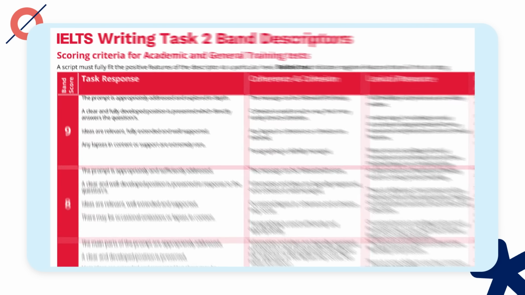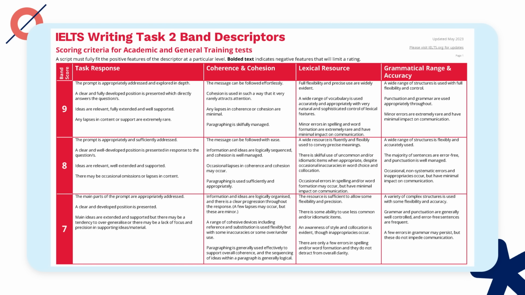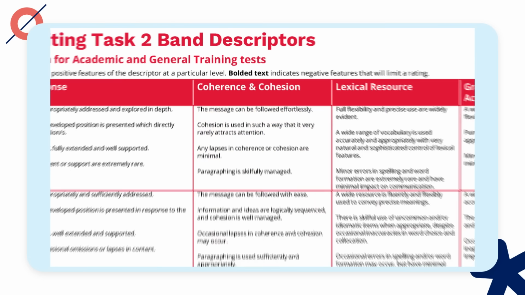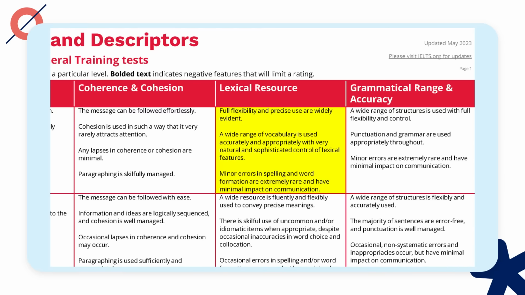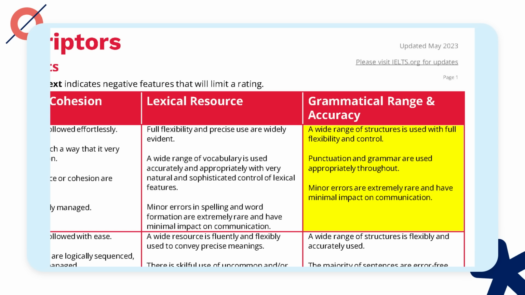Task response covers if you can address the prompt appropriately, fully develop a clear position, present relevant, fully extended, and well-supported ideas. A good score in coherence and cohesion means that the assessor can follow your message effortlessly and that your paragraphing flows well. Lexical resource refers to your vocabulary, how accurately you use it, your range, as well as any spelling errors. And finally, grammatical range and accuracy covers your ability to use a wide variety of sentence structures with appropriate punctuation and grammar.